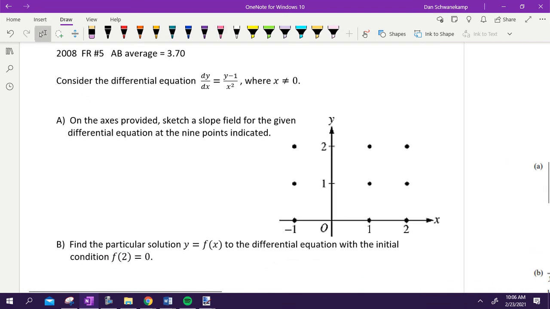Flip that paper over to the backside. Okay, this question is from 2008. The national average was 3.7 because the first couple points were pretty easy. Consider this differential equation. On the axes provided, sketch a slope field. Go. Sketch that slope field.